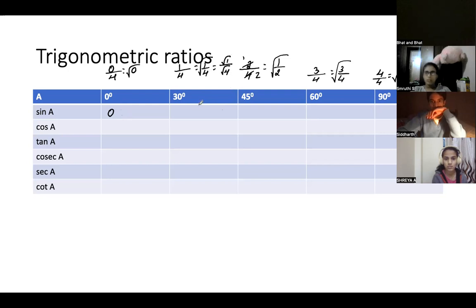So we can write it as 1 by 2. Square root of 1 is 1. Correct? So 1 by 2 we will get here. Right? So 1 by 2. Understood?